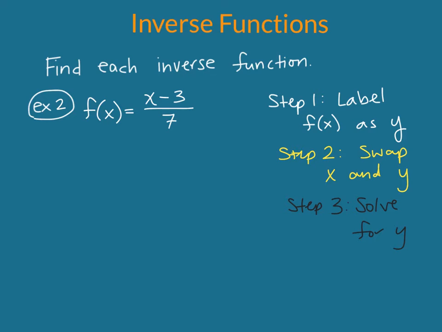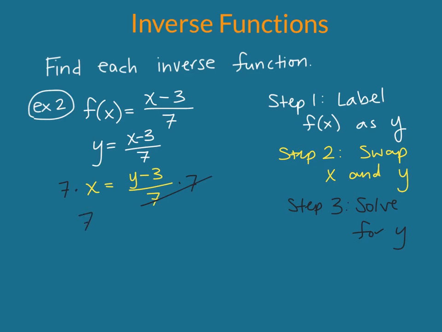Okay, in this next example, we'll have the function f of x equals x minus 3 over 7. So our first step is to just label f of x as y to keep it simple. And then our second step will be to swap x and y. So we'll rewrite it as x equals y minus 3 all over 7. Because an inverse is really just inverting x and y. They switch places. All right, now we need to solve for y. We'll multiply both sides by 7 to get rid of the denominator.